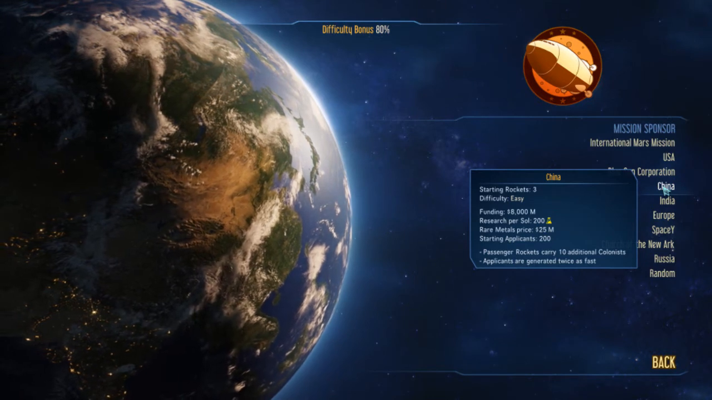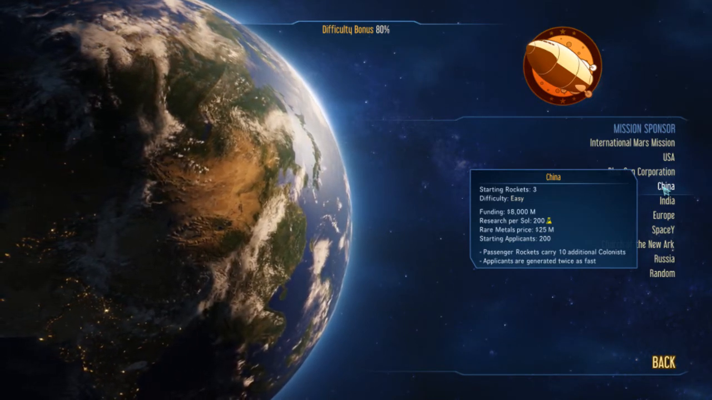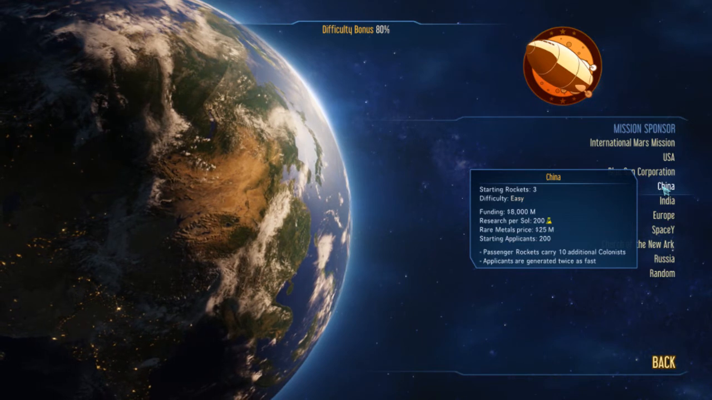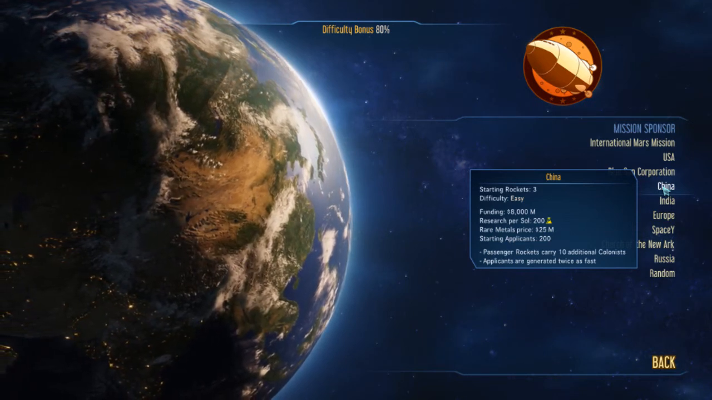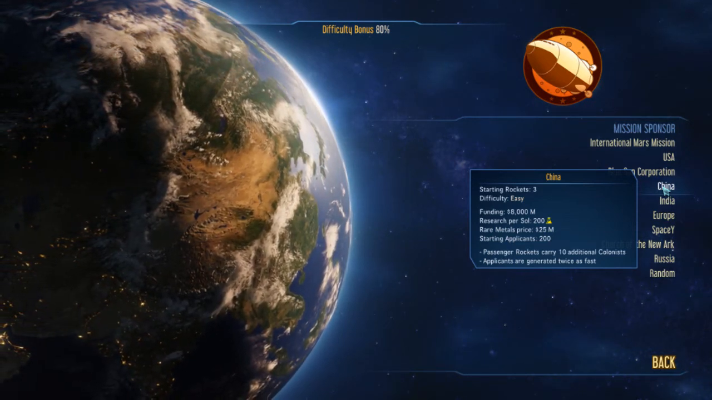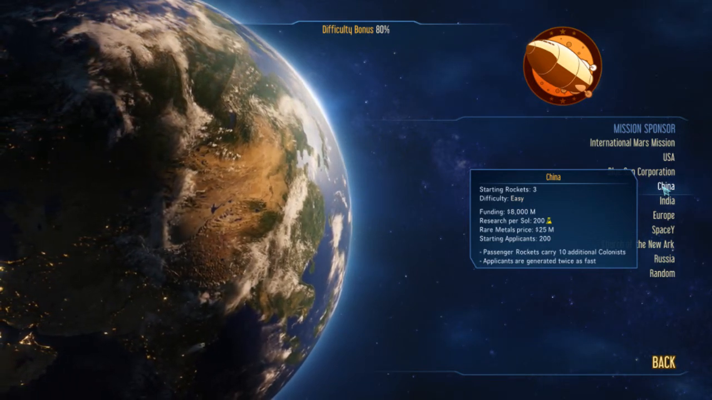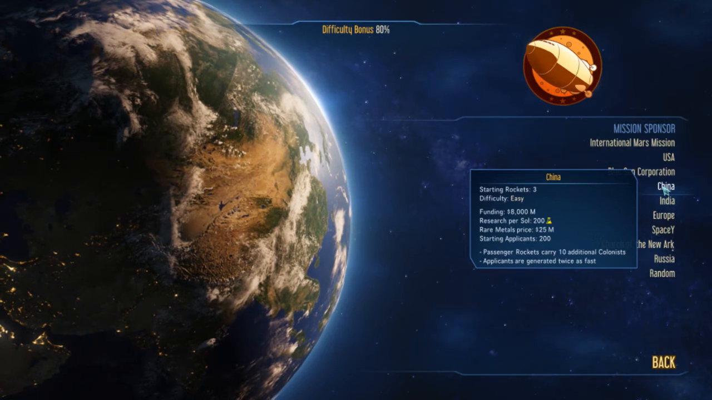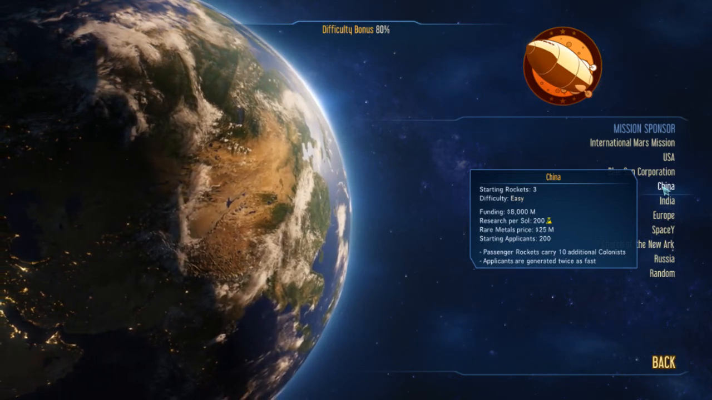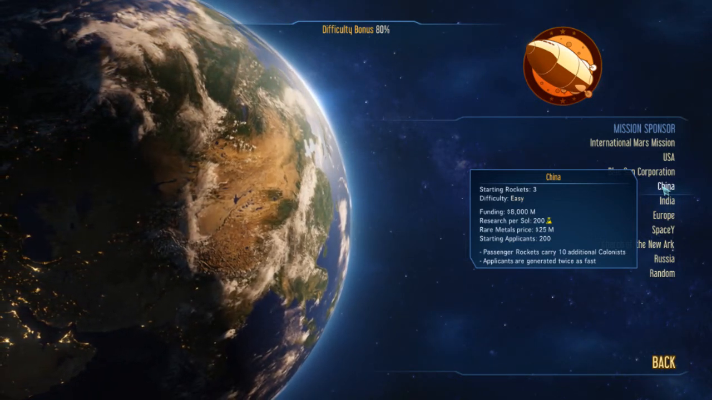For China, you start off with 3 rockets and $8 billion in funding, similar to the United States. They get a little bit less research per soul at 200. Rare metal price is the same at 25, and starting applicants is higher at 200. Their passenger rockets can carry 10 additional colonists, which means that instead of bringing 12 across, they can bring 22. Now, you can increase this with techs as well, but this is not really that useful a thing.